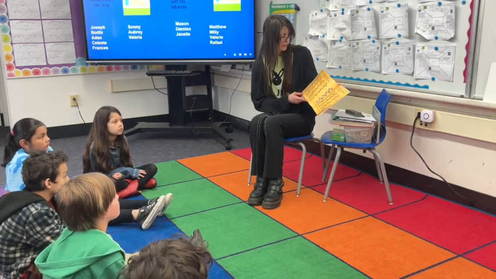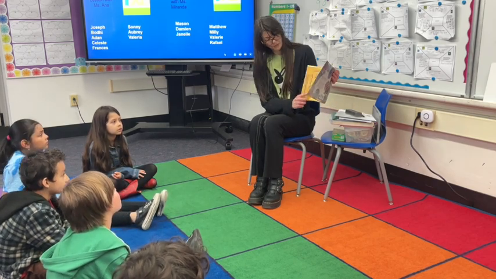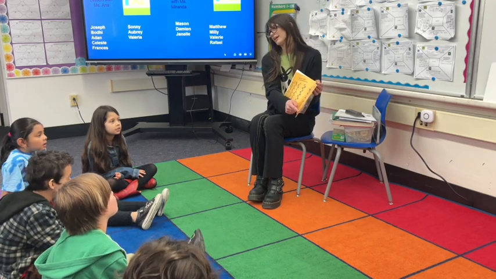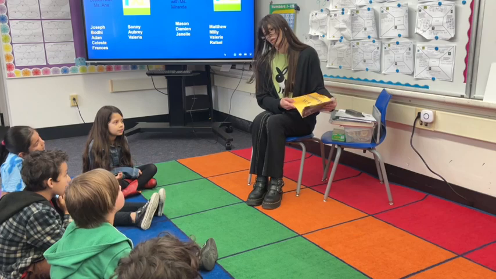What makes a dollar? Let's count pennies by tens. It's fun counting pennies. Let's count them again. 10, 20, 30, 40, 50, 60, 70, 80, 90, 100. Yay. And another name for 100 pennies is $1.